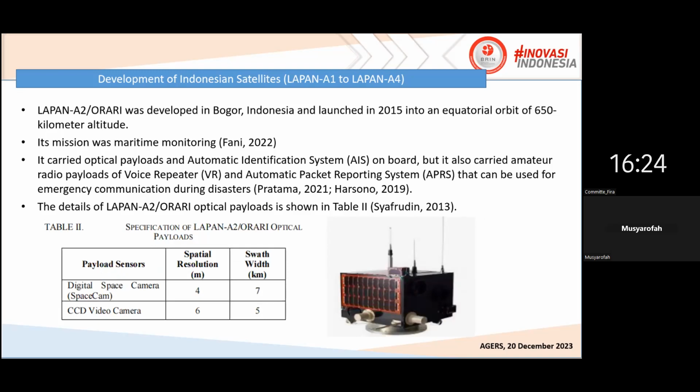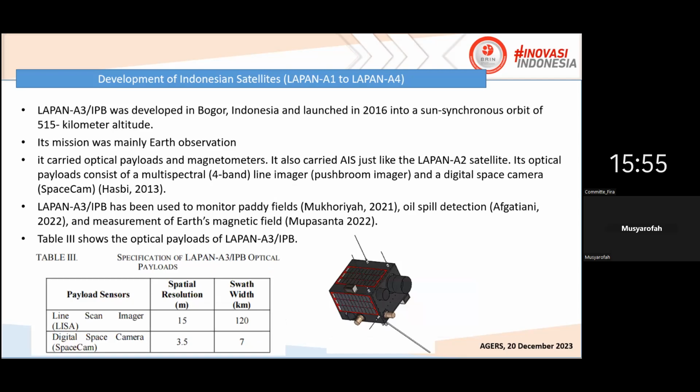The second generation is A2. It was developed in Bogor, and it was launched in 2015. Its mission was maritime monitoring. It carried optical payload and also automatic identification system on board. It also carried amateur radio payloads and automatic packet reporting system that can be used for emergency communication during disaster. The detail of the optical payloads of the A2 can be seen in table 2. And the third one is A3. It was developed in Bogor, in cooperation with IPB, and it was launched in 2016.